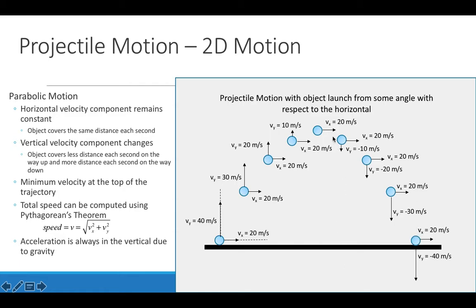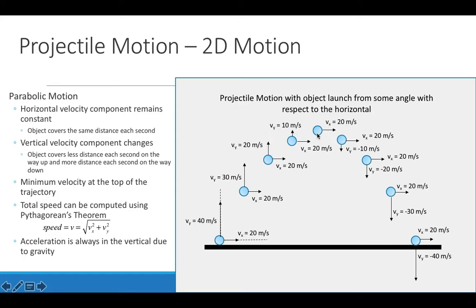A couple of things that you should notice about this is that each one of these represents 1 second going by. This is 1 second, 2 seconds, 3 seconds, 4 seconds. So it takes 4 seconds to get to the top. And then 5 seconds, 6 seconds, 7 seconds, 8 seconds. So the total amount of time in the air would be 8 seconds, and the time it takes to get to the top is 4.